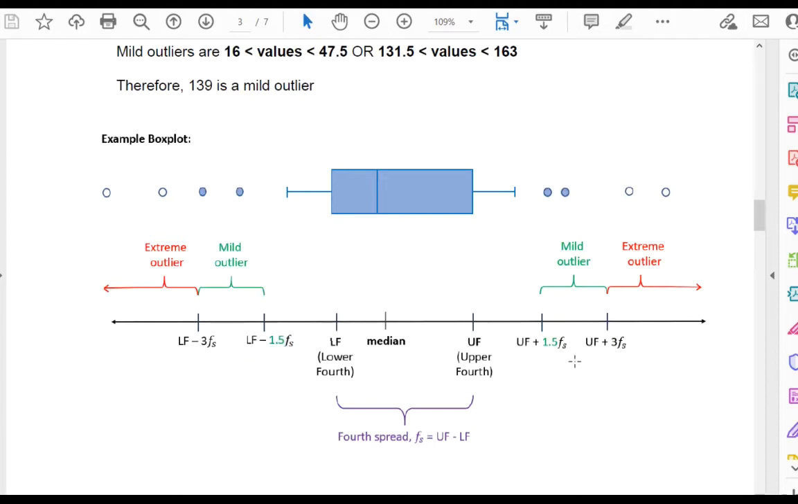And then here you're going to calculate upper fourth and then add 1.5, and then upper fourth plus 3 times your fourth spread on this side here. So you're going to calculate these values, and then you're going to see if any of your data falls in this region here. If it falls in between these two values, it's a mild outlier on this side and that side. And if it falls anywhere much bigger than this upper value, then this is an extreme outlier, and that's an extreme outlier as well.